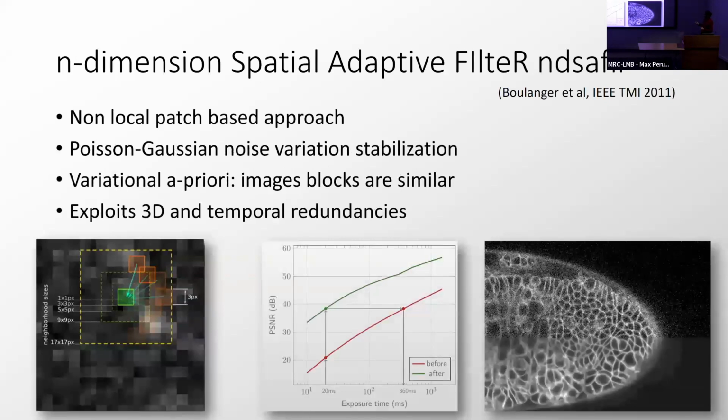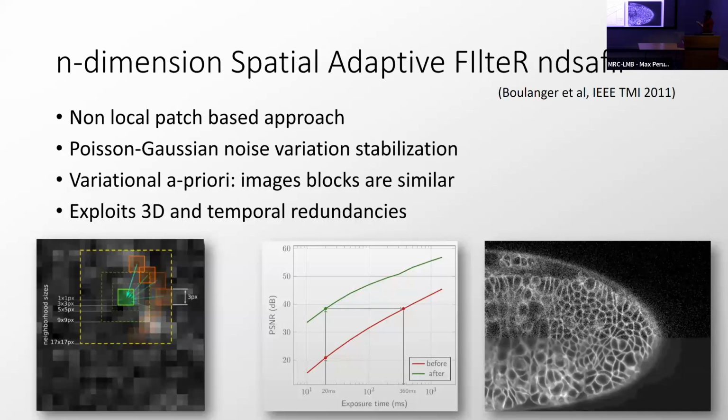In the past, I proposed this method, which is a non-local patch-based approach, which is able to take into account the two kinds of noise contribution, the intrinsic noise and the readout noise, and which basically uses this a priori of which image blocks are similar to a certain point, and does this in 3D and in time.